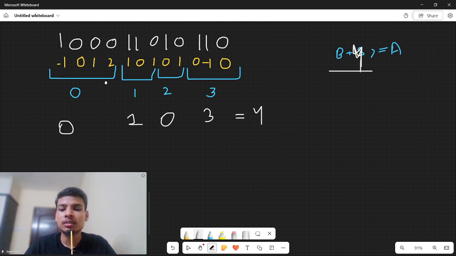How I'm finding this: the sum will be simply this 2, this 1, and this 1. If you find the numbers, just break the array in these particular parts. Where is 2 ending? Here. Where is 1 ending? Here. Where is this 1 ending? Here. Where is this 0 ending? Here.